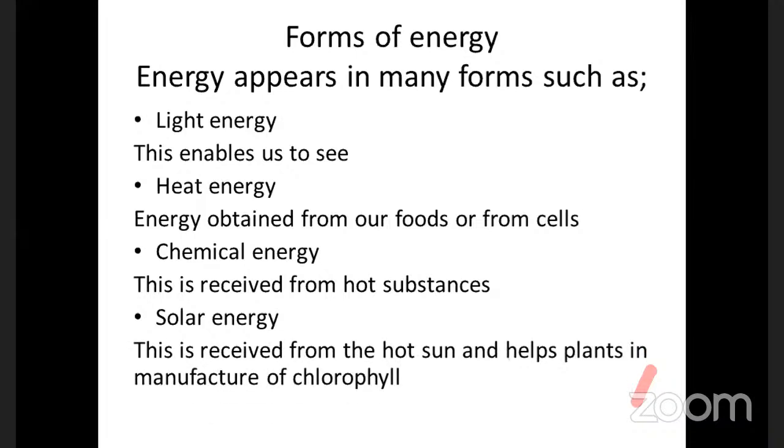We receive this from the hot sun. The solar energy is received from the hot sun, and it helps plants in the manufacture of chlorophyll. You know how important this chlorophyll is for the plants. What is the use of the chlorophyll for the plants? If we can get to biology a bit here. It traps sunlight. Good. And then the whole thing is used by the plants in the process of manufacturing their food. We receive this solar energy from the hot sun, and you know how beneficial the energy from the sun is to us.